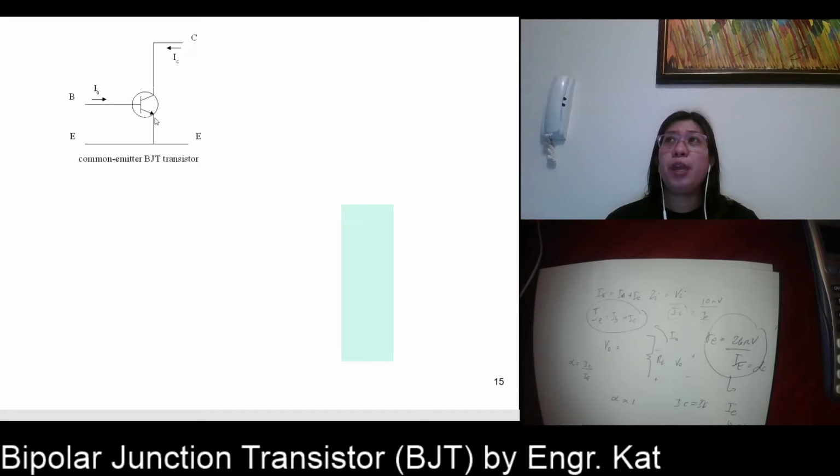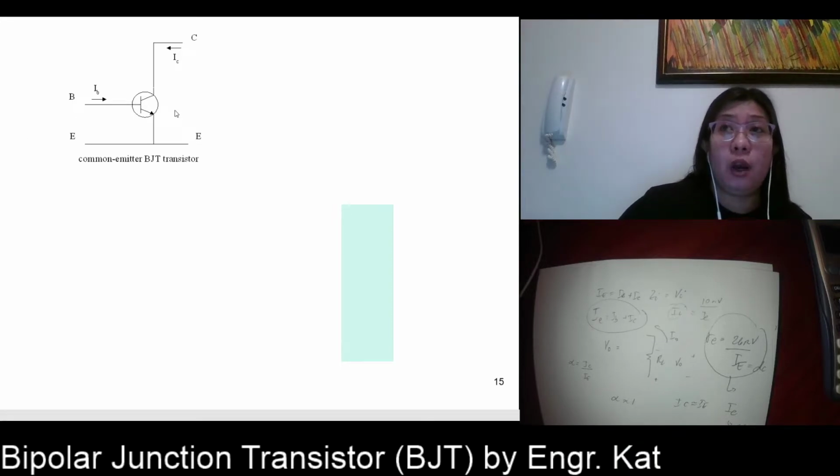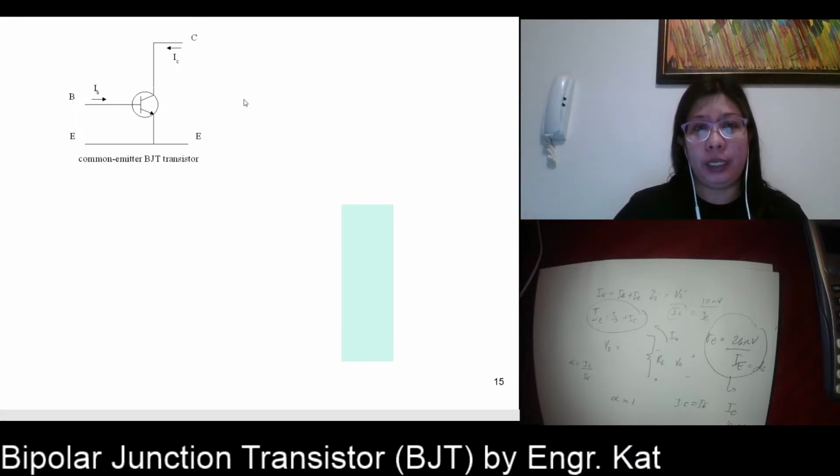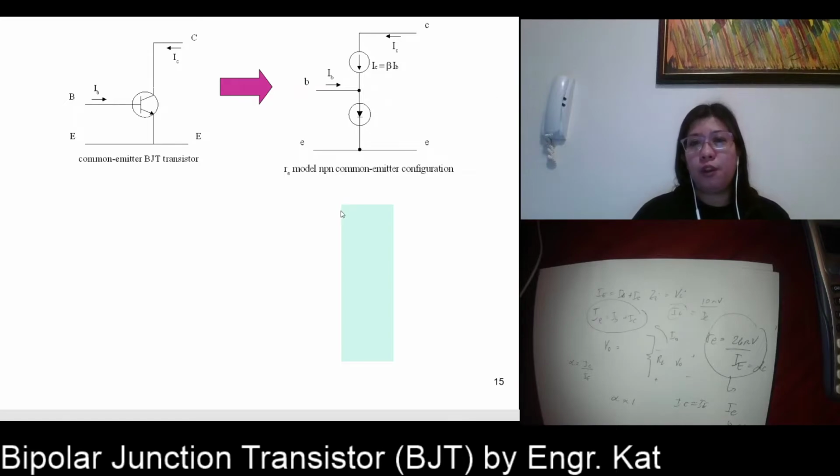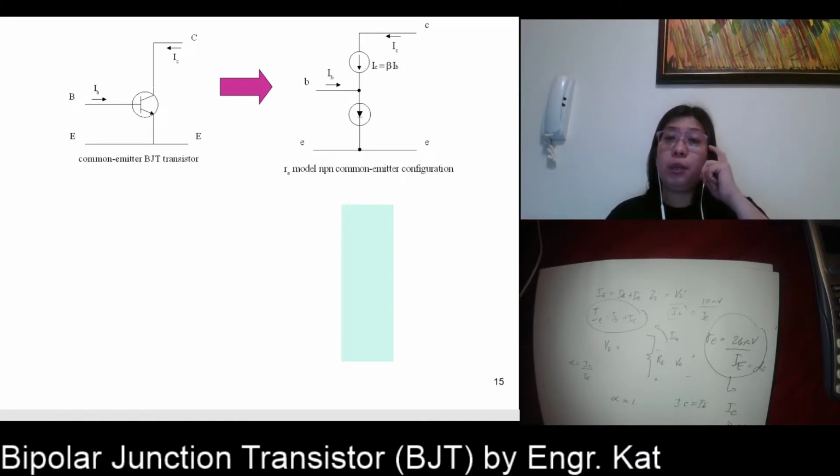However, if you are being asked to use PNP transistors, all you have to do is reverse the polarity or the directions of your currents, okay? So the re model for an NPN common emitter configuration is a diode between the base and the emitter, and we have a current-controlled current source between the base and your collector.